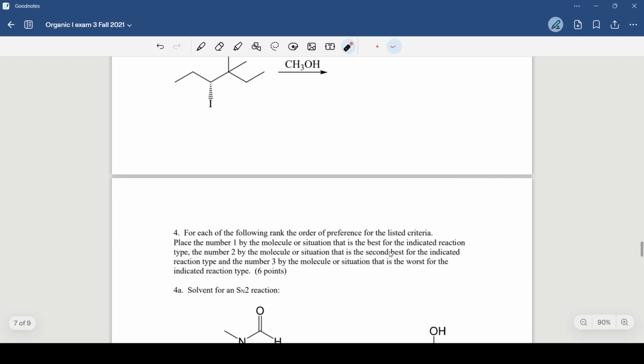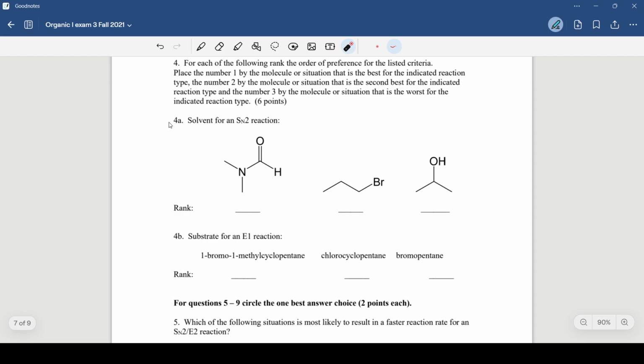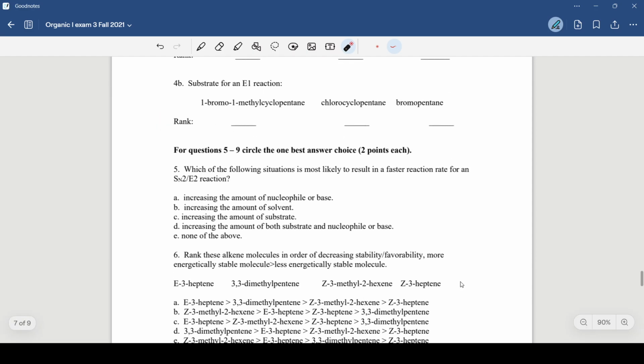Okay, and then let's do some multiple choice. This is review, but for some reason on this test, this section is really scuffed, so I'll just skip that.